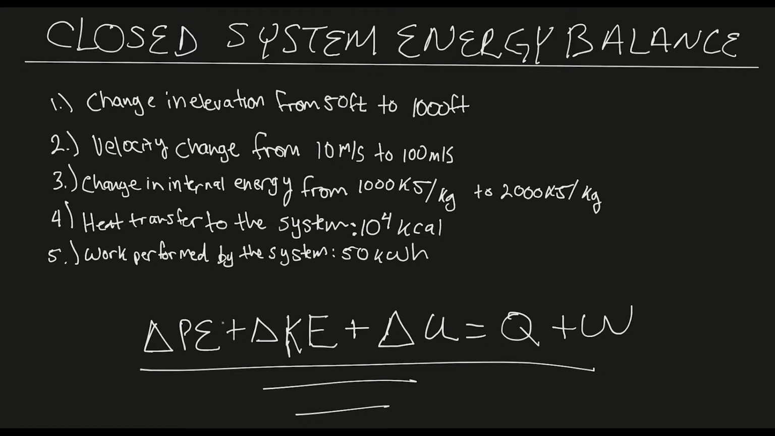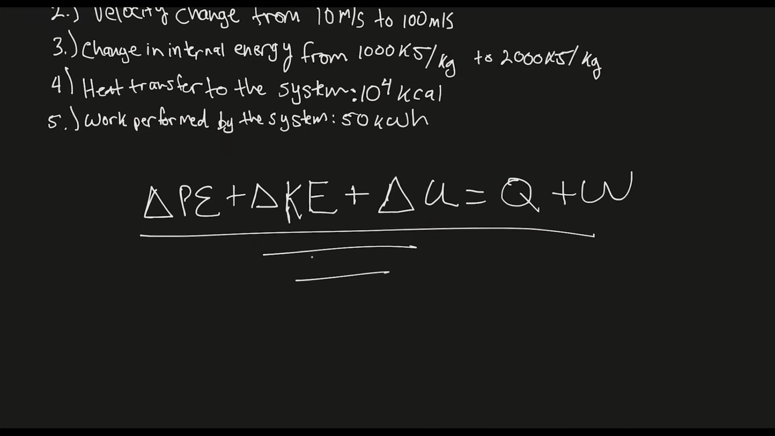And at the end of it, the formula for a closed system energy balance is delta PE plus delta KE plus delta U equals Q plus W. That is potential energy, kinetic energy, internal energy, plus your heat and your work. Okay, so let's get to it and see what we got.